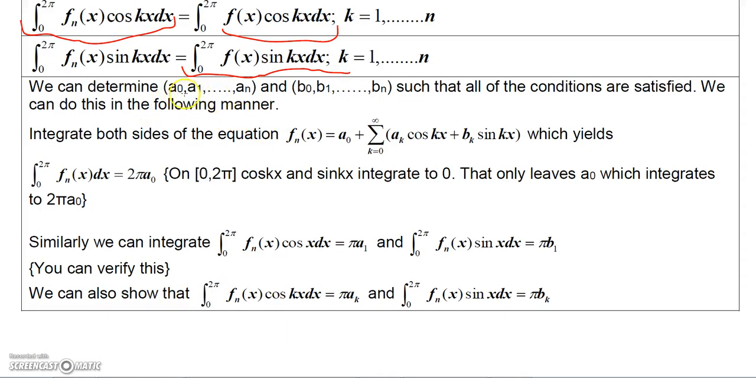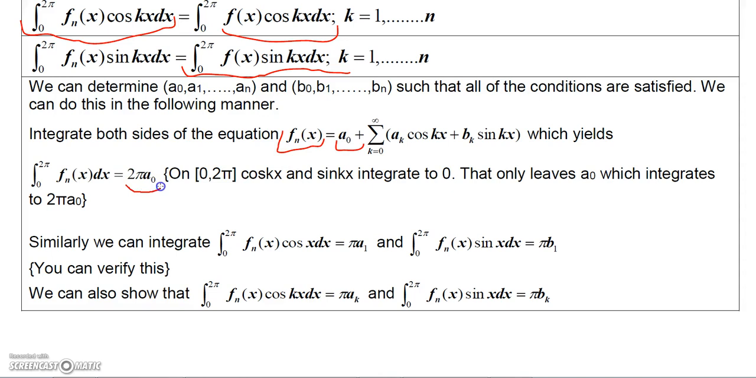So now we can determine the a values and the b values such that all the conditions are satisfied in the following manner. If we were to integrate both sides of this function here, well, what would happen? Obviously, if we integrate this a₀ term, we'll get a₀x, and then if you evaluate a₀x from 0 to 2π, you'll just get 2π times a₀ minus 0 times a₀, so that would just give you 2π times a₀.